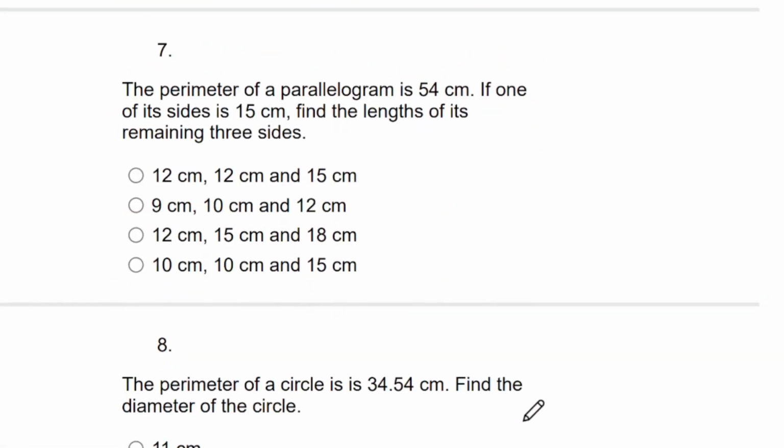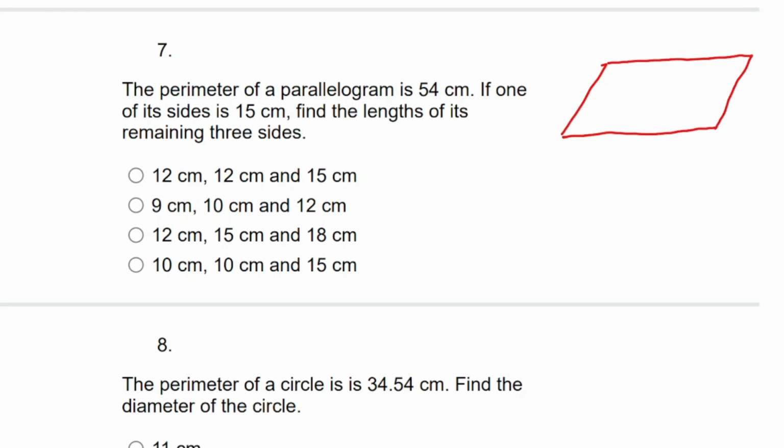Question 7 now. The perimeter of a parallelogram is 54. If one of its sides is 15 centimeters, find the length of its remaining 3 sides. So what we're going to do first is sketch the parallelogram.